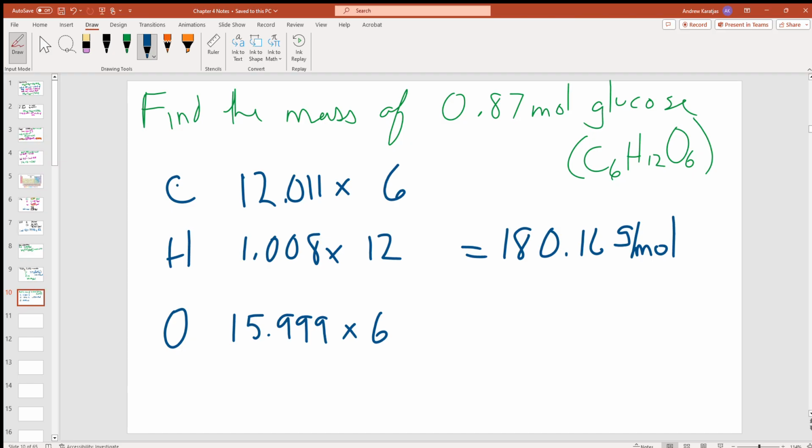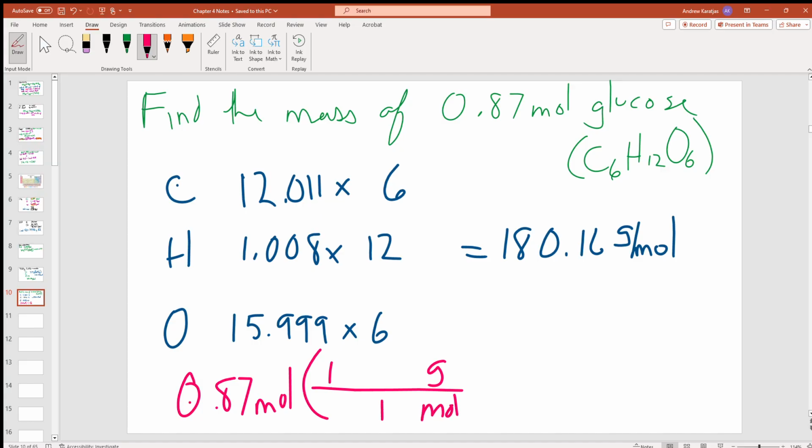Now we're just going to convert back the other direction. So 0.87 moles. Now we want to go from moles to grams. So we're going to put grams on top, moles on the bottom. Giving us 157 grams of glucose.